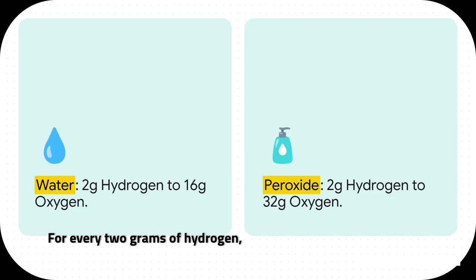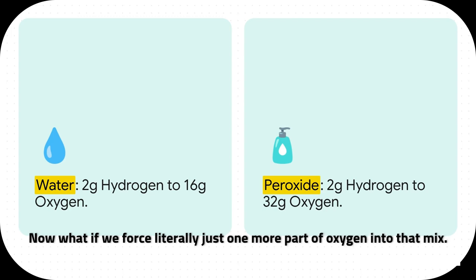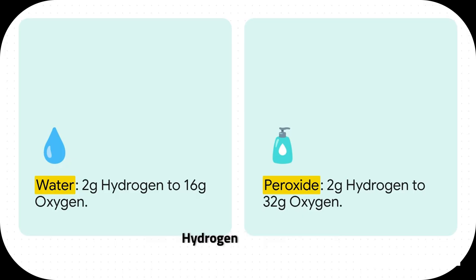For every 2 grams of hydrogen, you have exactly 16 grams of oxygen. Now, what if we force literally just one more part of oxygen into that mix? We get the compound on the right, hydrogen peroxide. We've still got 2 grams of hydrogen, but now we're sitting at 32 grams of oxygen.